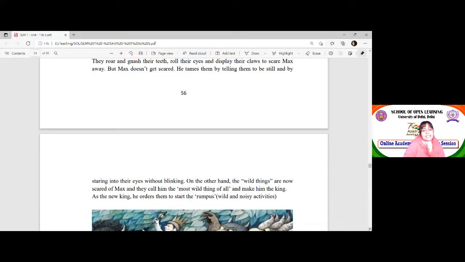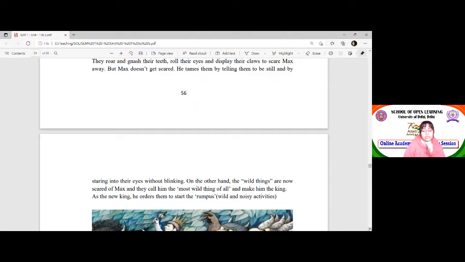But Max doesn't get scared. He tames them by telling them to be still and by staring into their eyes without blinking. So Max is not scared of them. Max just tells them that they can't scare him like this, and he takes up all these tactics to try to tame them or to calm them down.